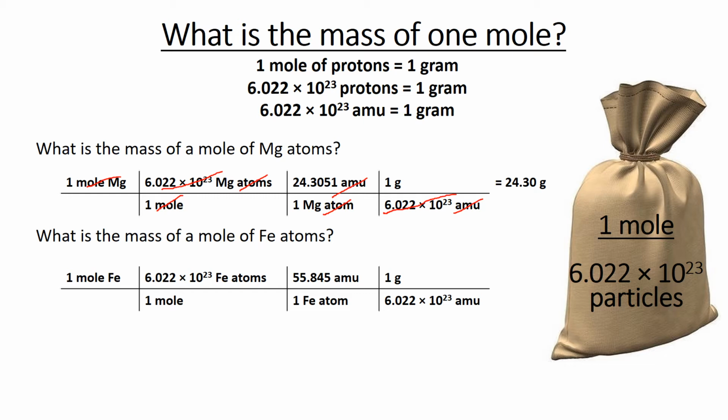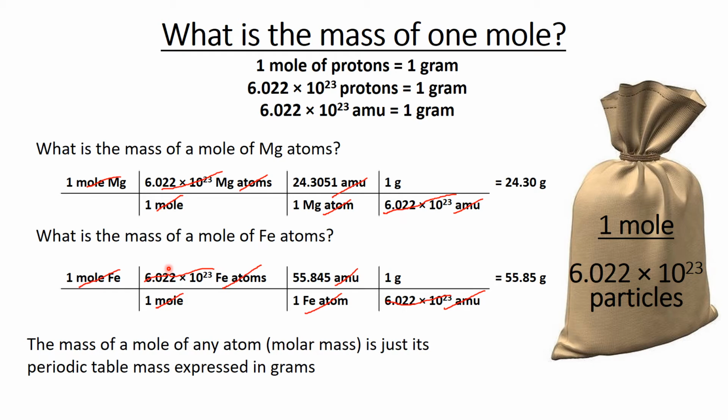So again, we can cross out our AMUs, we can cross out our atoms, we can cross out our moles. And since 6.022 times 10 to the 23rd is both on the top and our bottom, we then are just multiplying 1 times 55.845 times 1 divided by 1 divided by 1, and rounded to 4 sig figs is 55.85 grams.